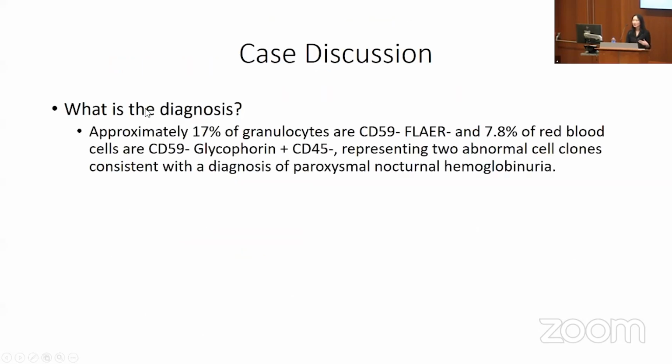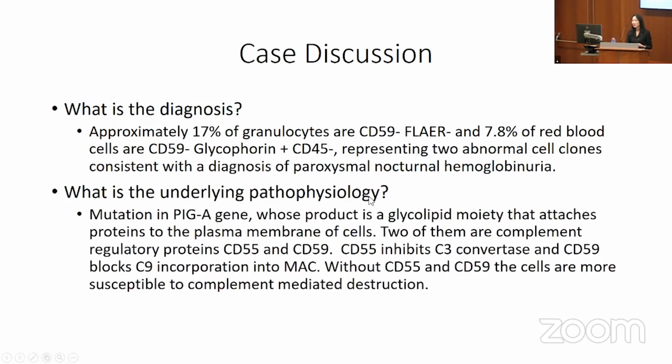So the diagnosis here is read out quantitatively. You have 17% of granulocytes that are CD59 negative, flare negative, and 7.8% of red blood cells that are glycophorin positive but CD59 negative. And these represent 2 abnormal cell clones consistent with PNH. The underlying physiology is a somatic mutation in the PIGA gene. And that product basically means that your linker is dysfunctional and the complement proteins CD55 and CD59 are reduced on those cells, making them susceptible to complement destruction.